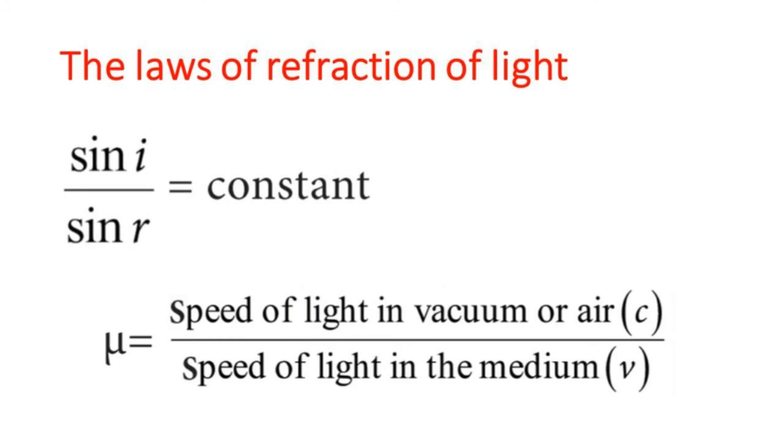So, refractive index of a medium is also defined in terms of speed of light in different media. So, for example, speed of light in vacuum or air divided by speed of light in the medium, that is any medium. So, in general, we'll write 1 mu 2 is equal to speed of light in medium 1 divided by speed of light in medium 2.